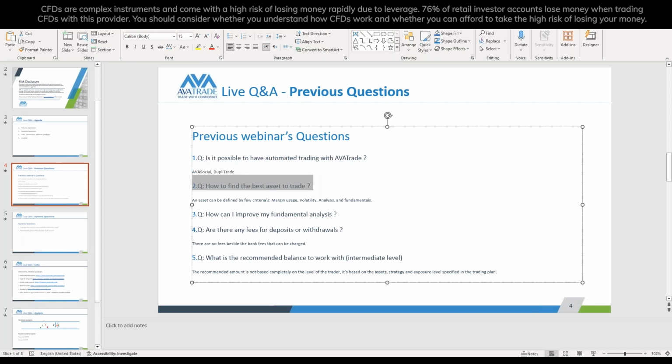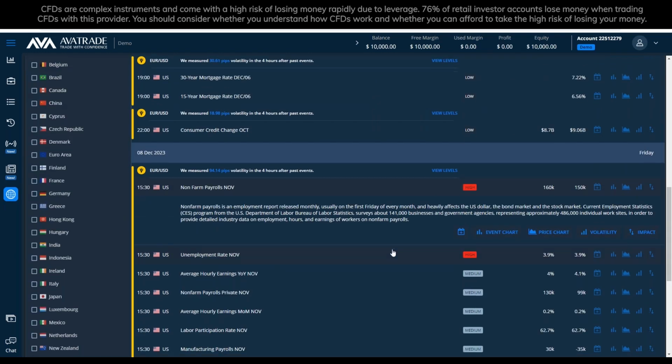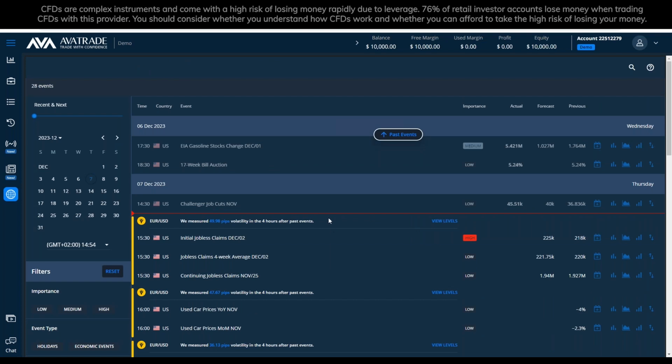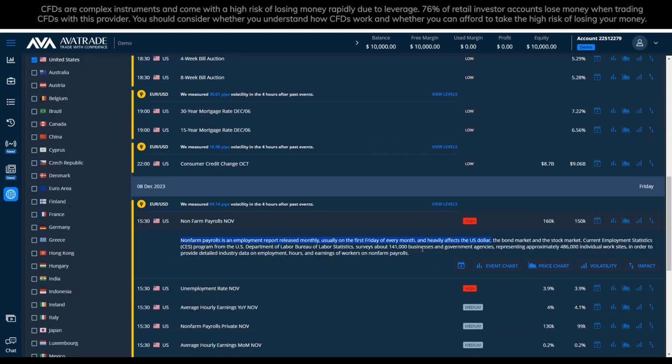Guys, you realize that by doing fundamental analysis, you also help yourself pick an asset to trade. Let's read what it was. I just read about it now. Oh, there we go. You see, it's telling us that the NFP heavily affects the US dollar. So if I like to trade currencies, or I like to trade indices, or to be honest, everything's related to the dollar, I can expect the NFP to shake the market, right?